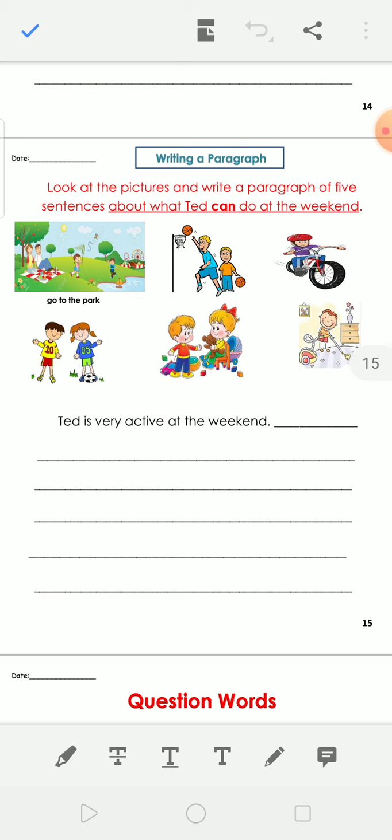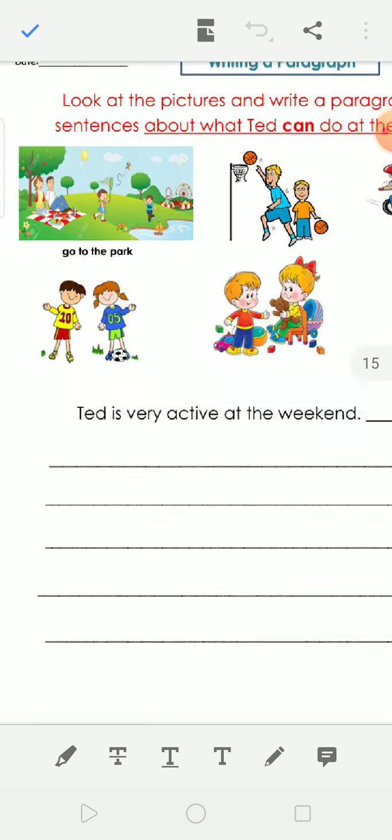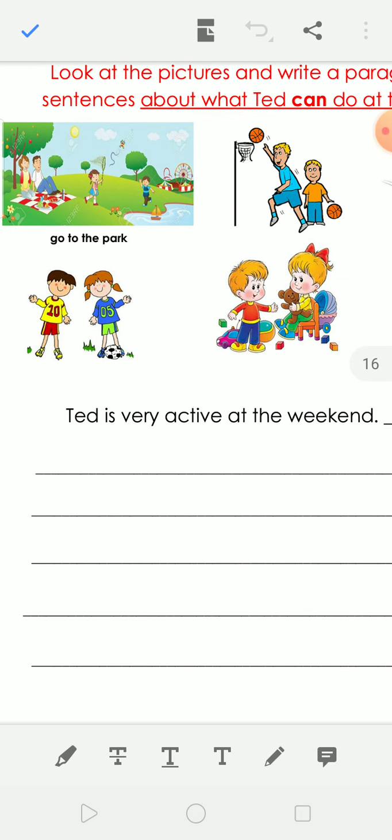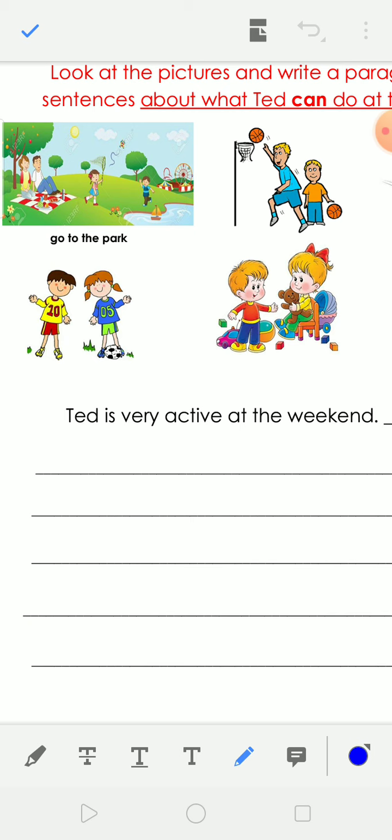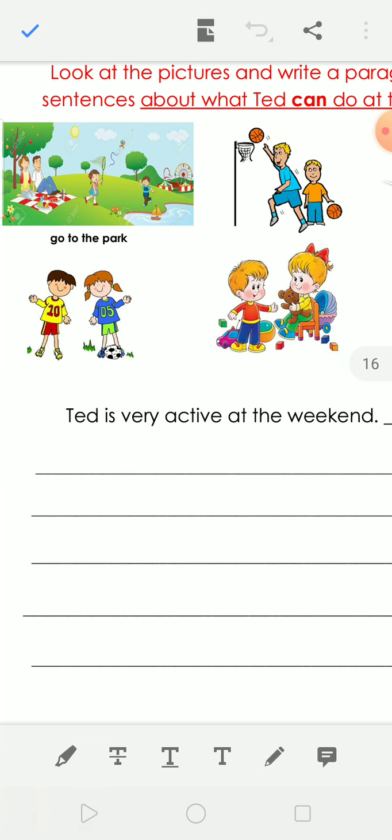Now look at the first sentence here. It's done for you. And can you see the space in the beginning of the sentence? Let's read the first sentence together. Ted is very active at the weekend. It starts with a capital letter and ends with a full stop. Can you see that?